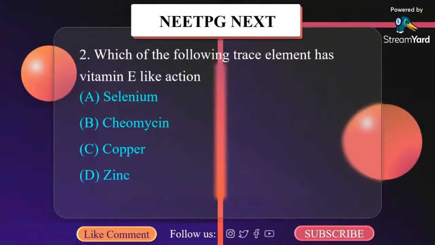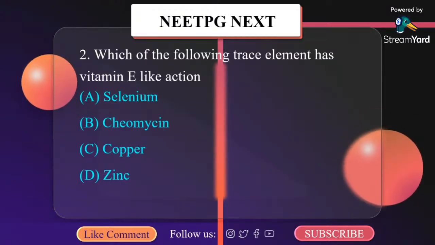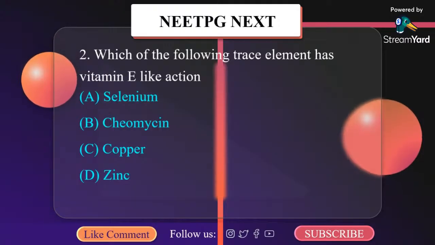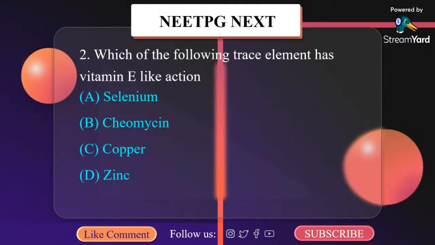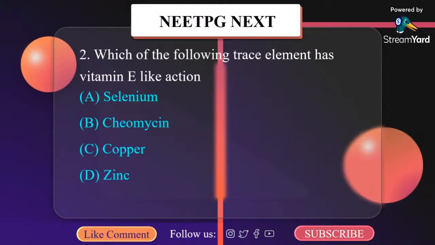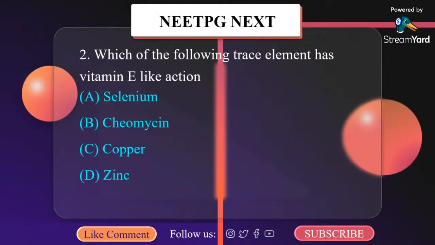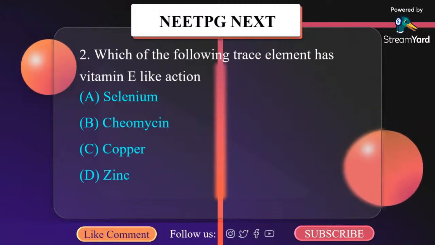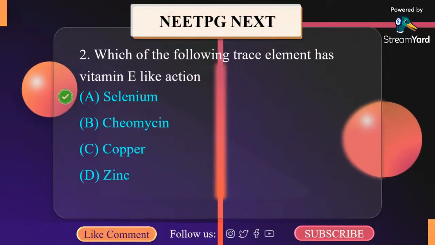Which of the following trace elements has vitamin E-like action? We know it is selenium. So the correct answer here is selenium. Now, what does selenium deficiency cause? Selenium deficiency causes Keshan disease. What is Kashin-Beck disease? Kashin-Beck disease is endemic osteoarthritis. Human milk is rich in copper, selenium, and cobalt, but contains less sodium.